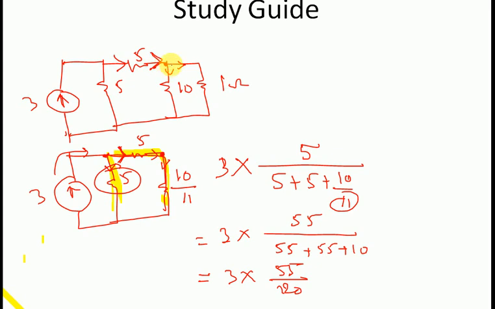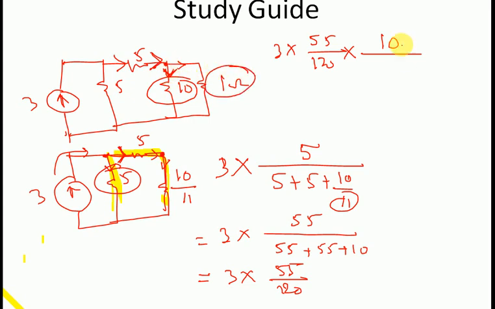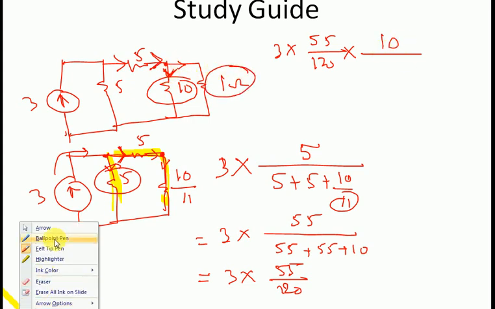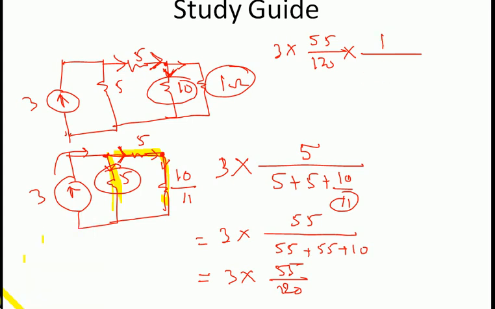So we have already calculated the current of this branch. Now this current is again dividing into two parts, so again there is the current division rule. The total current is 3 multiplied by 55 by 120 into the opposite side resistance. Sorry, we have to calculate the current through the 10 ohm resistance. For that, the opposite side resistance will be the 1 ohm. Whichever resistance we want to calculate, we take the opposite side resistance in the numerator. Opposite side is 1, so the total is 1 plus 10, 11.